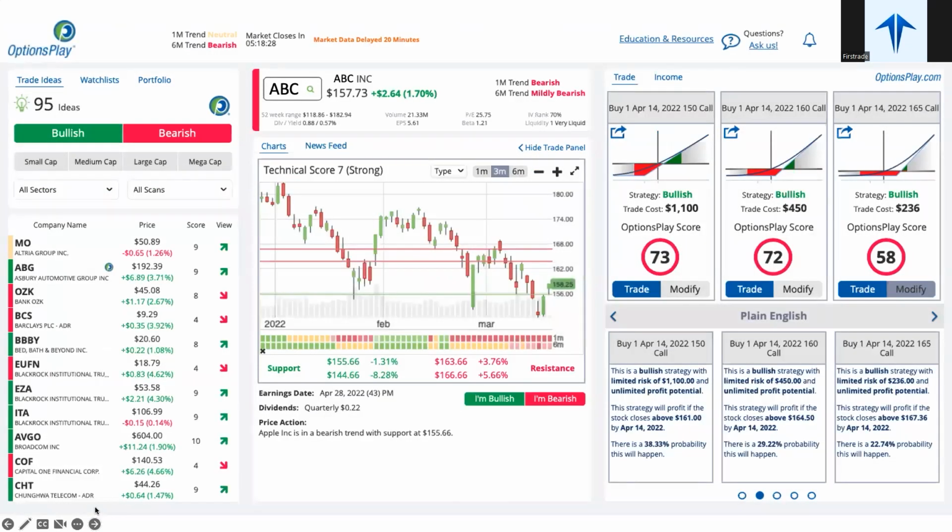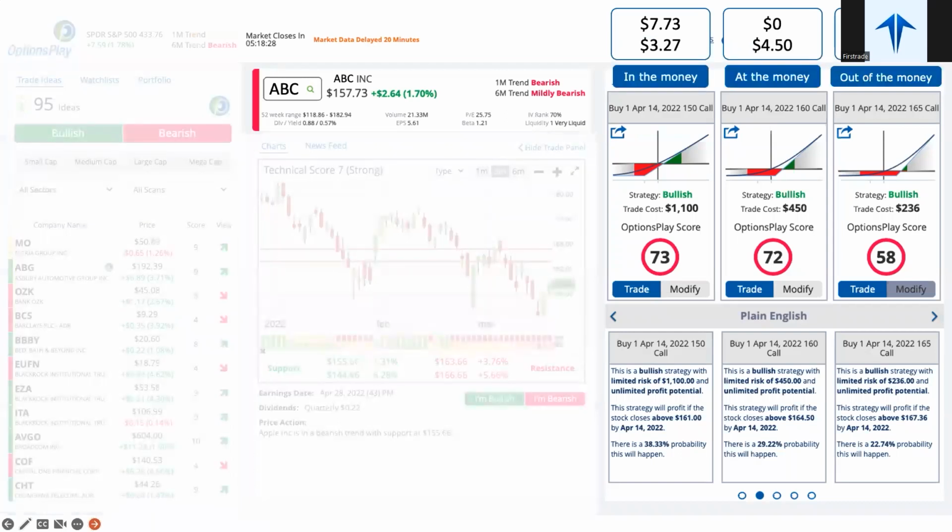Pulling up the OptionsPlay tool, I like to use this as just a real life example. We've masked it to say ABC, but maybe you could figure out what it is. Essentially, I'm just showing you examples of in the money, at the money, and out of the money options. If you have the in the money option, so this is the strike of 150, the in the money value is the 773. The remainder, 327, is its extrinsic value. The at the money and out of the money have no intrinsic value. This is all extrinsic value.